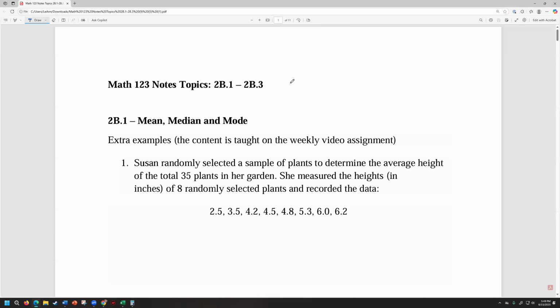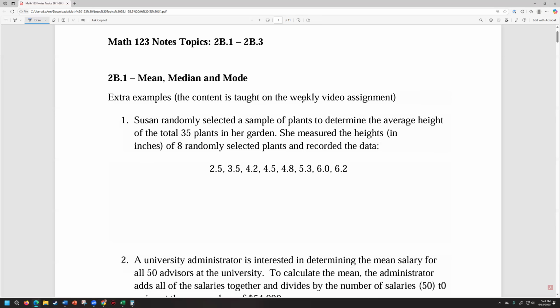So let's look at this example. It says, Susan randomly selected a sample of plants to determine the average height of the total 35 plants in her garden. So she has a whole garden of 35 plants, but she's only going to measure 8 plants and see if she can get an idea of what the rest of the plants might look like as well. So here's the one she did. She got a 2.5, and this is all in inches, 3.5, 4.2, 4.5, 4.8, 5.3, 6.0, and 6.2.